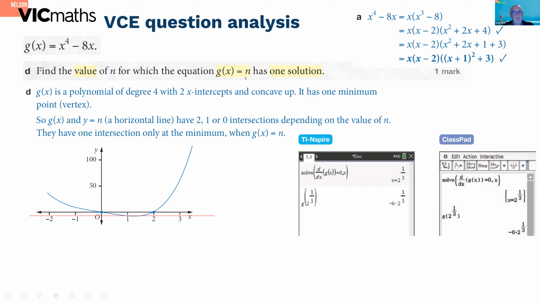But we need to be thinking about the fact that n is actually y equals n. It's when g of x is equal to n. So they're not after the x value, they're after the y value. So we need to do g of 2/3 to work out what n is equal to.